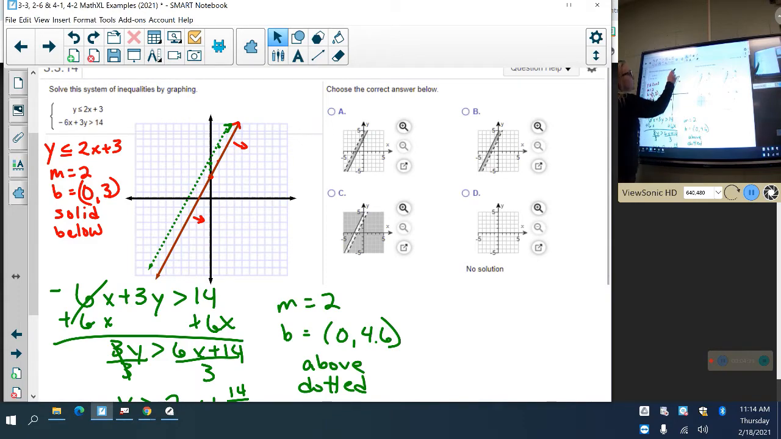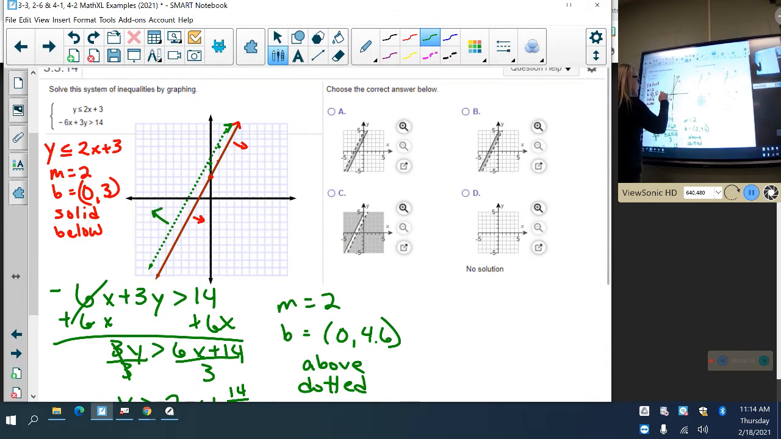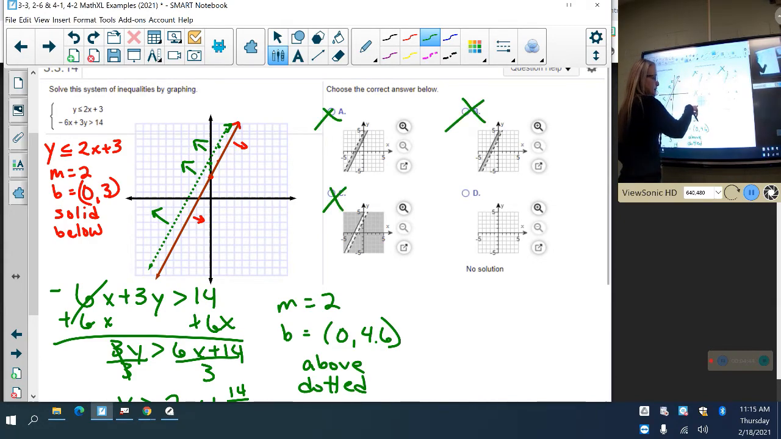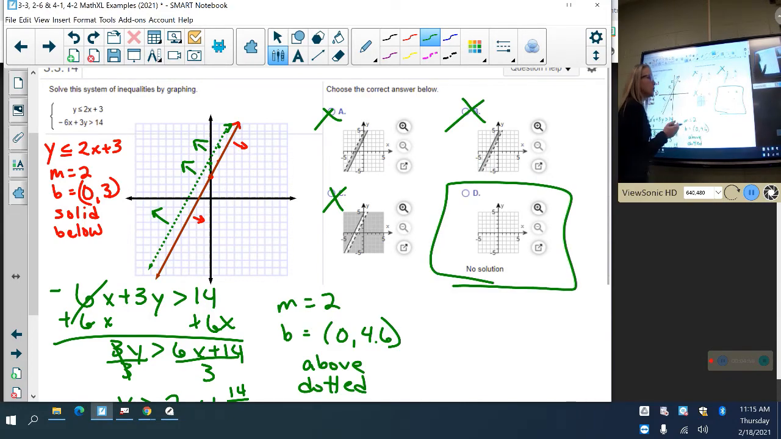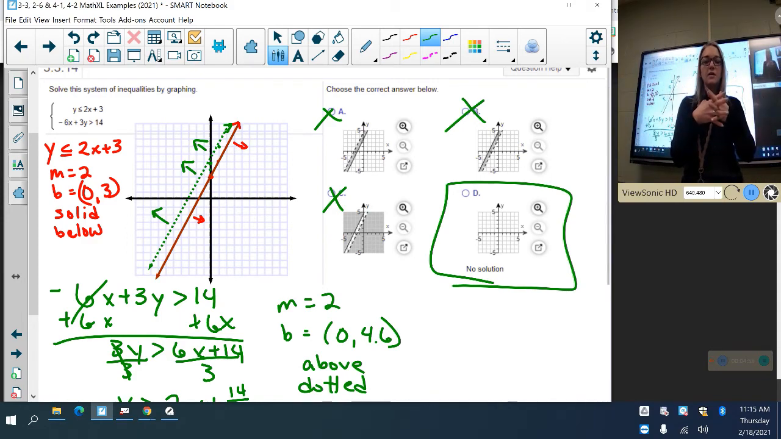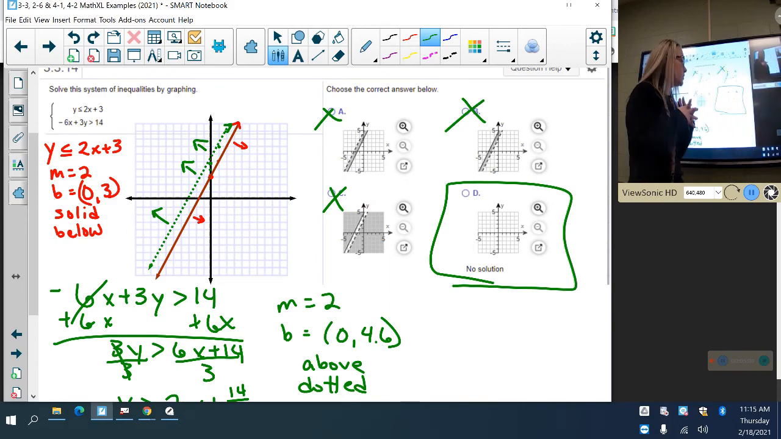If I look at that, shading it above would put it this way, right? So where do those two overlap? If the red is shaded this way and the green is shaded this way, do they overlap? They do not. So it cannot be this one. It cannot be this one. It cannot be this one because the bottom line here is dotted. It needs to be the top line. This one is the only one. There is no solution, which is true because they don't ever overlap. Remember, the solution to a system of inequalities is where the two inequalities or the three inequalities overlap. This one doesn't have any overlap. So for this one, it would be D.